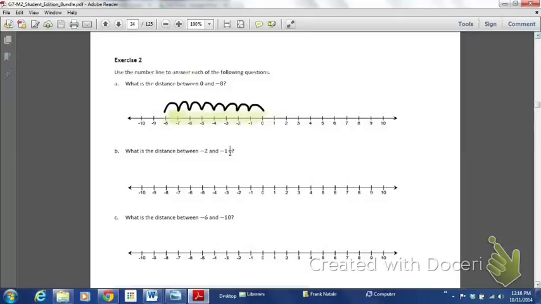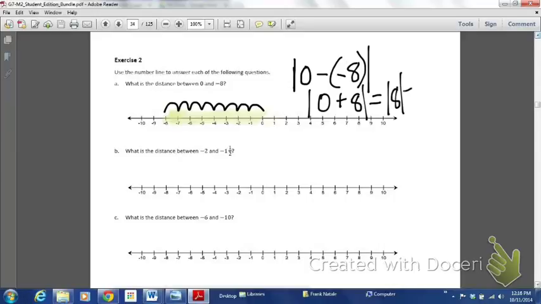Probably the easier one here. But if we created an equation and used our formula, we would say the absolute value of 0 minus -8. The absolute value of 0 minus -8 is the absolute value of 0 plus 8, which equals the absolute value of 8, which equals 8.